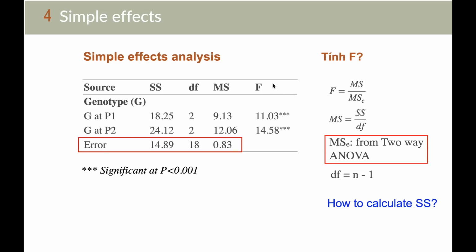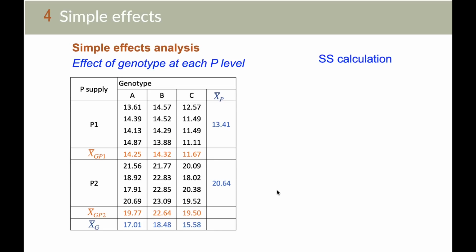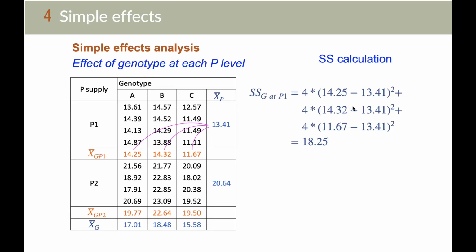So to calculate the F value, we need to know how to calculate the sum of squares. And here is the way we're going to calculate the sum of squares. This is the equation to calculate the sum of squares for genotype at P1. This one is for genotype A, this for genotype B, and this one for genotype C.